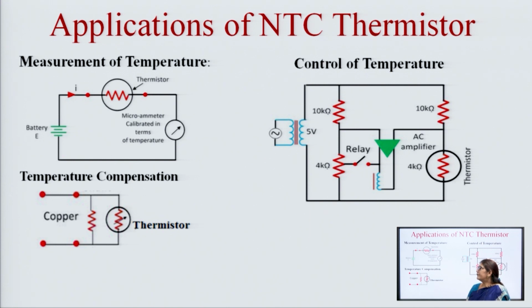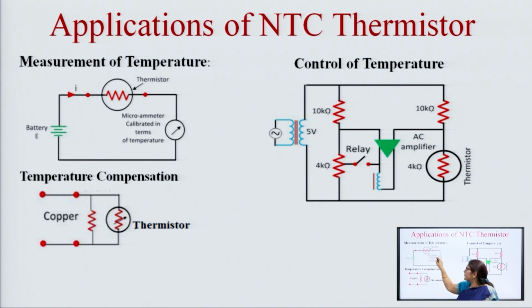Now, applications of NTC. First of all, we can measure temperature. Since the thermistor has a negative temperature coefficient, its resistance decreases when temperature increases, and we apply a battery E here because it is a passive transducer. So, we need a battery.